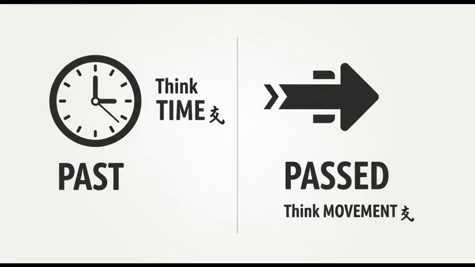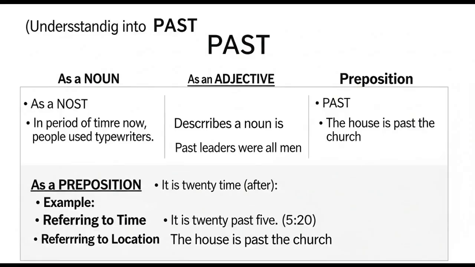I'll start by explaining the word past, P-A-S-T. Now on this board, it shows that it's a noun, an adjective, as well as a preposition. What past is not is a verb. So verb, no. Pretty much, as a noun, past means before the present moment. So for example, it's a period before now.